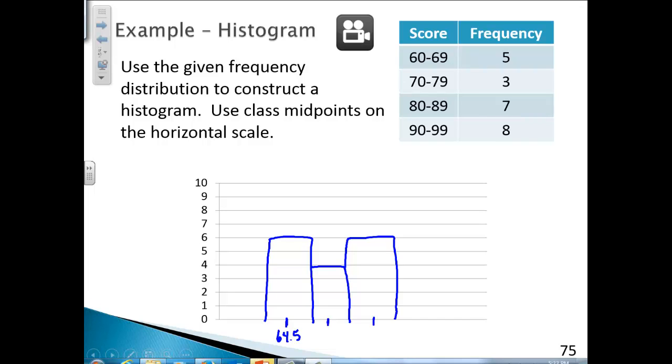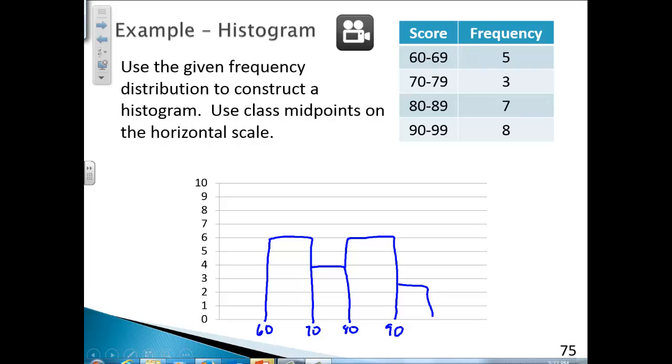Now, there's another way to label. We could label these by using lower class limits. In that case, we would use 60, 70, 80, and 90. So if we were going to do that, we would label on the left hand side 60, 70, 80, and then of course we could have another one here that was 90. And again, this is not the example that we're going to do. This is just an example of how we could label.